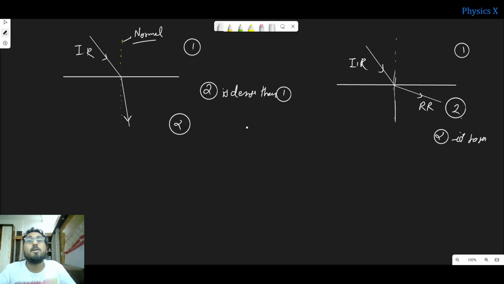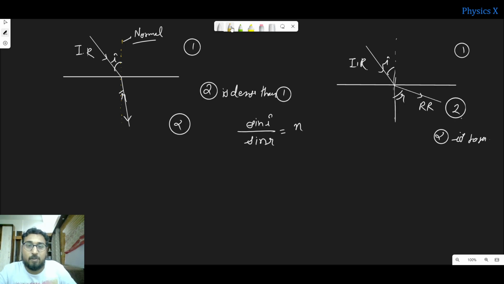You must remember what the laws of refraction are. The first one is very simple: the incident ray, the refracted ray and the normal should be in the same plane. Second is sin i upon sin r, where this is your angle of incidence and this is your angle of refraction, measured with respect to the normal. Sin i by sin r is what? n. This is your Snell's law.